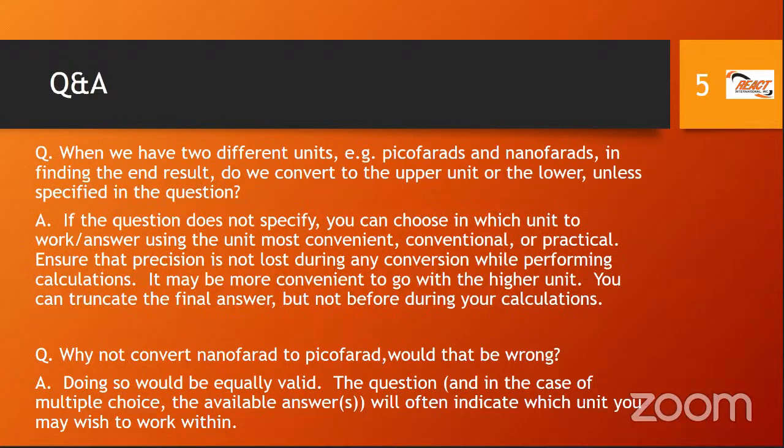It may be more convenient to go with the higher unit. For example, instead of saying I have 1,000 cents, I would probably prefer to say I have $10. So again, convention could dictate which one you go with. You can truncate the final answer, but not during your calculation. So try to keep the precision during your calculation, and then you can truncate if necessary at the end when you're giving your final answer.